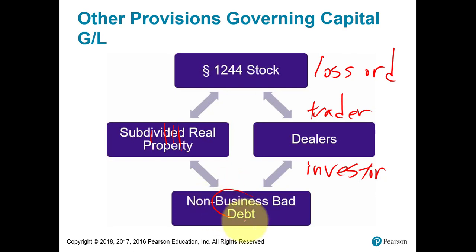Business bad debt is an ordinary deduction, which is good, as compared to non-business bad debts, which are treated as a short-term capital loss. And we'll probably see this in a future chapter.